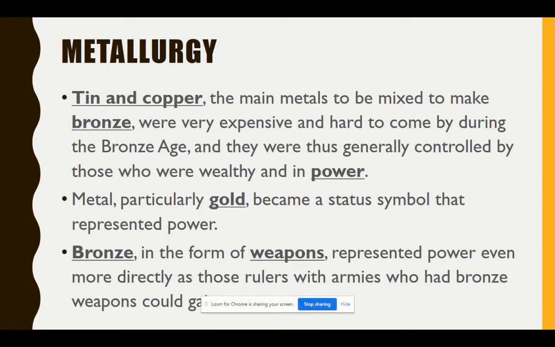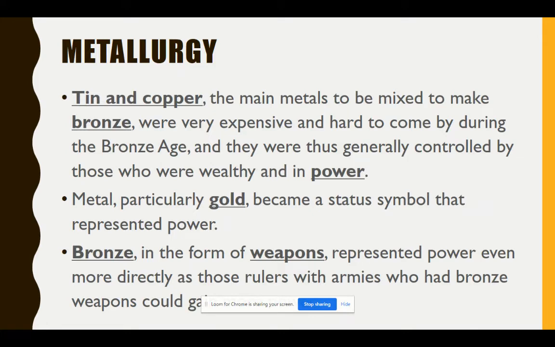Tin and copper were the main metals used to create bronze. Bronze was very expensive and hard to come by during this time period. So they were generally controlled by those who were wealthy and in power. So again, we have the new technology and new innovation that begins to represent wealth and power. First textiles and now metal.